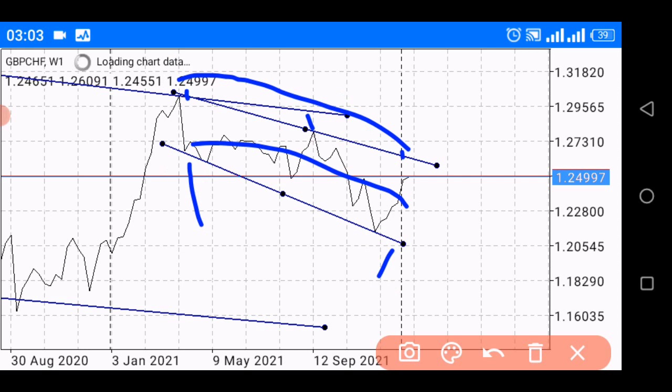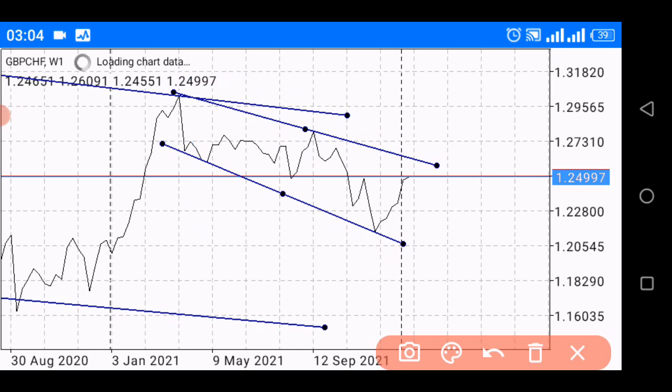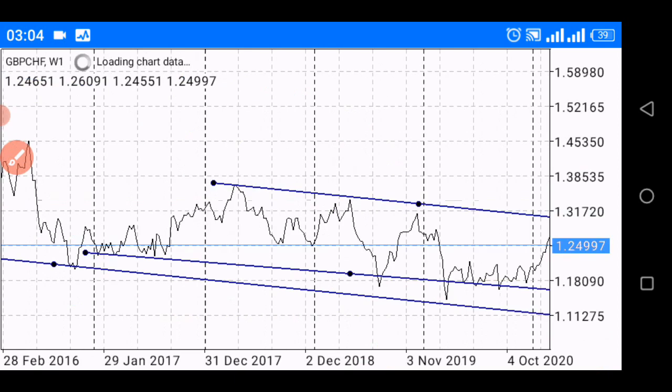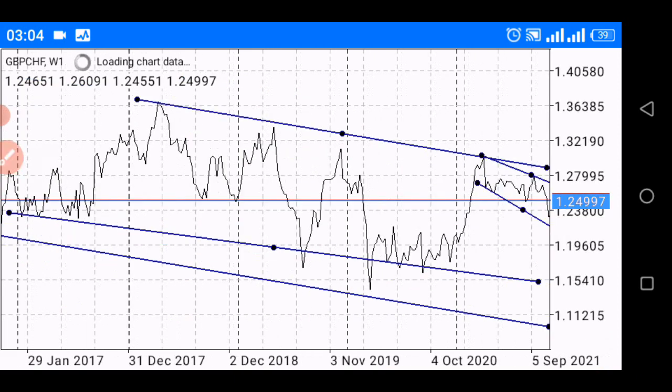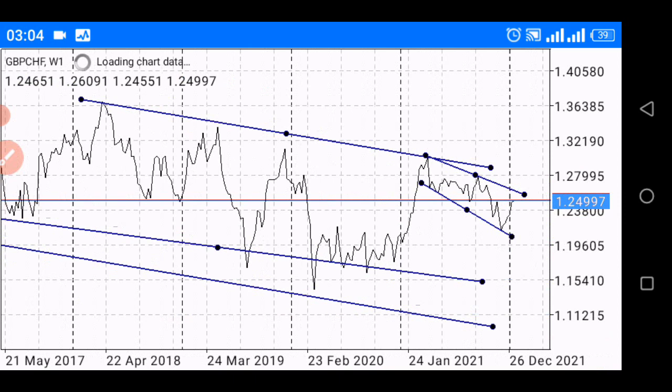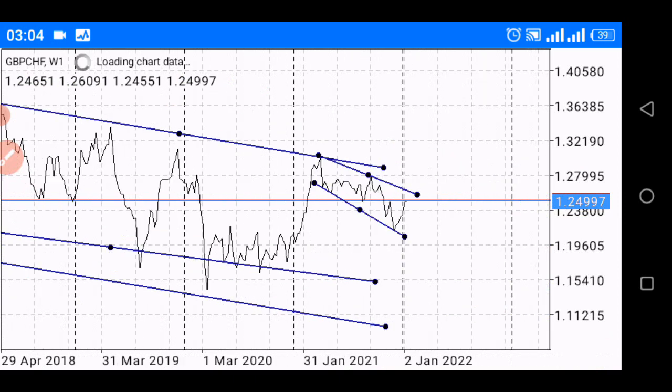Yes, we may have a breakout to that side, but I don't expect a breakout to that side because of the structure of the market, the structure there in that market. I don't expect a breakout here. There's a support and resistance level here, in a corrective manner.